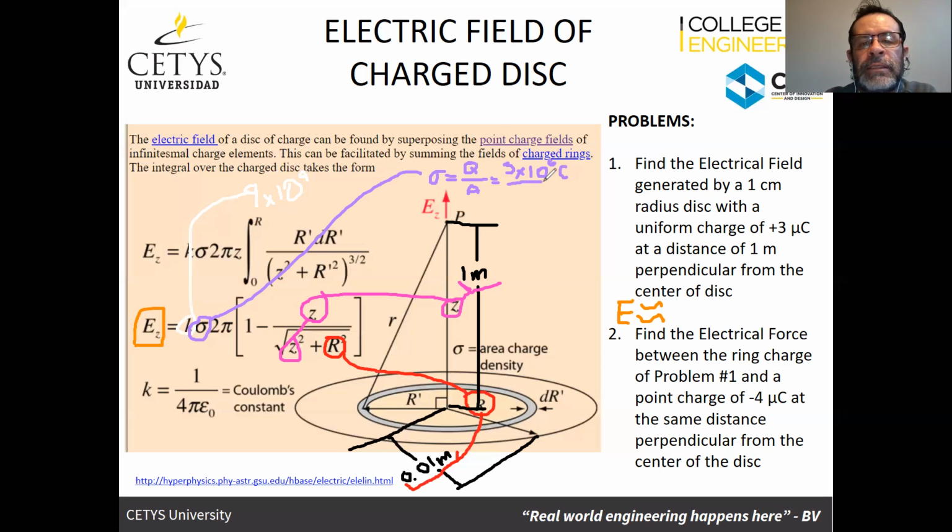Coulombs. And the area in this case is going to be that of the disk. And in this case, that would be pi multiplied by the square of the radius. And in this case, the radius would be 0.01 meters. And we want to find the electrical field here, this electrical field.